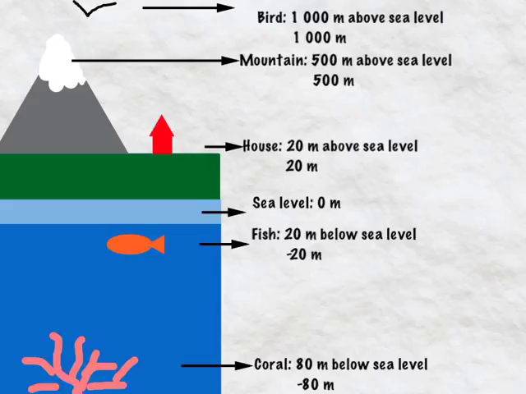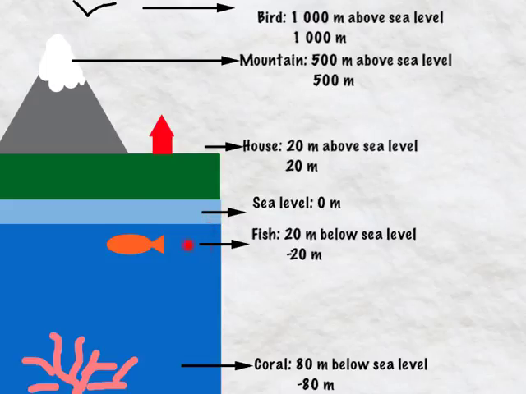So here's an example of a cross-section. We have the sea level being 0 meters. So we actually do call it that. Sea level is considered 0 meters. That's the level of the ocean. This house is 20 meters above sea level, so we call that 20 meters. This mountain is 500 meters above sea level, so we're going to call that 500 meters. And this bird is flying at 1,000 meters above sea level, so we're going to say he's at 1,000 meters.